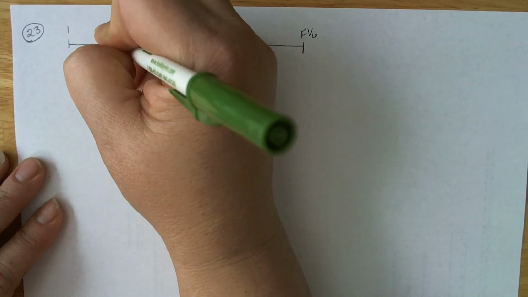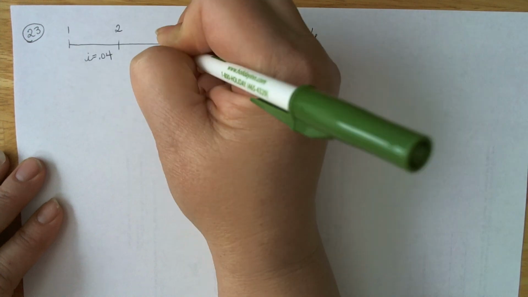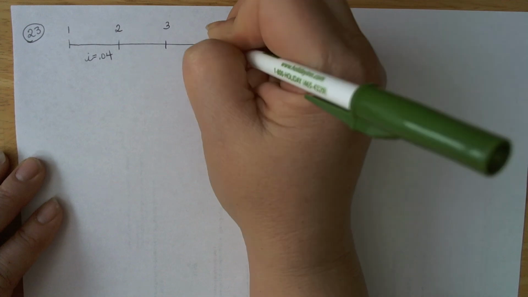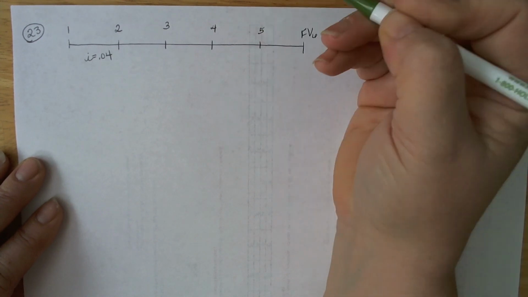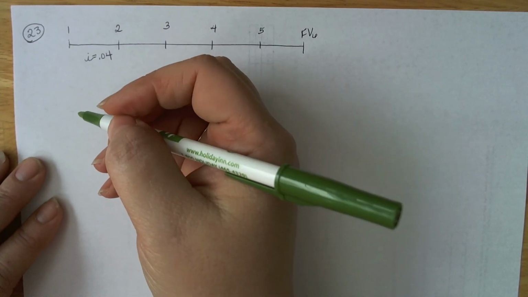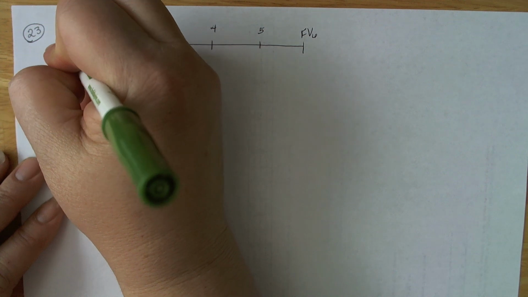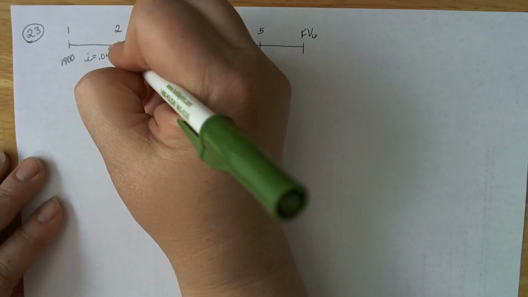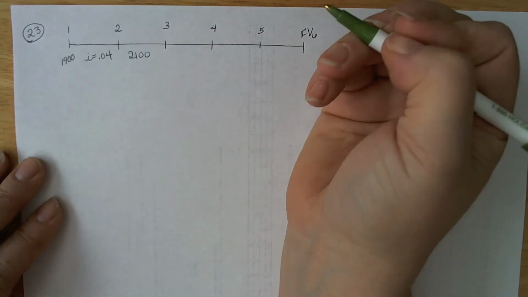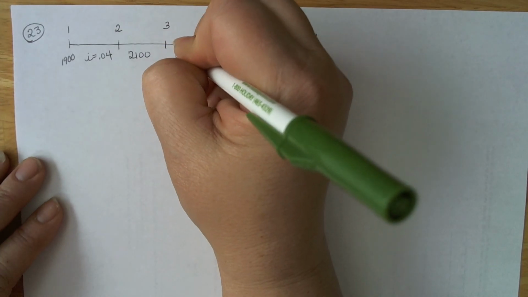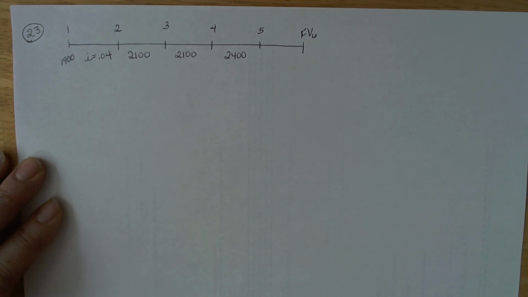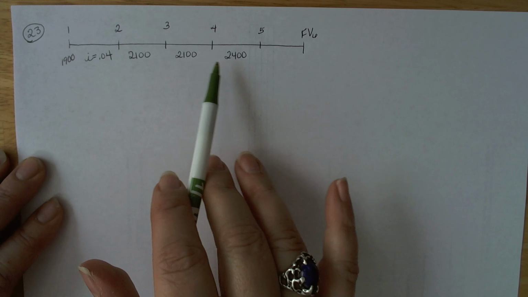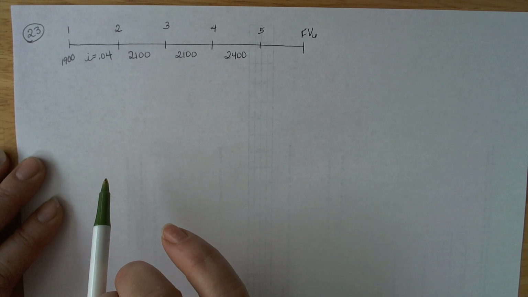1, 2, 3, and 4. There was no deposit made in year 5. But if we make it in, the first deposit was $1,900. The second deposit was $2,100. The third deposit was $2,100. And the fourth deposit was $2,400. Okay, so what we're trying to do here is find the total future value of each one of these deposits.